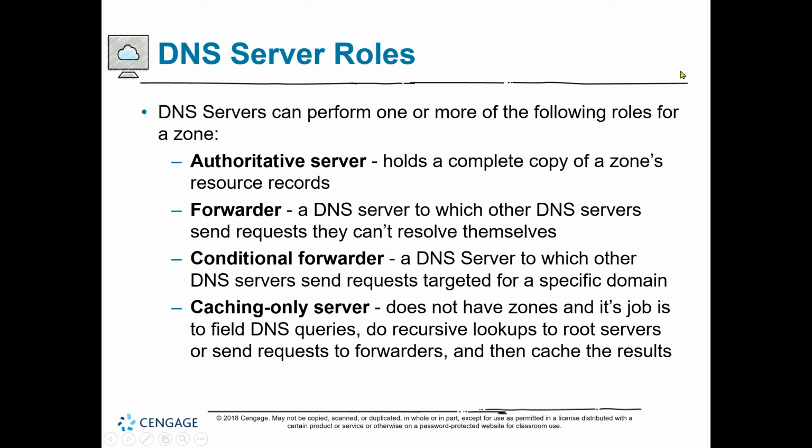DNS server roles. DNS servers can perform one or more of the following roles for a zone. Authoritative server holds a complete copy of a zone's resource records. Forwarder, a DNS server to which other DNS servers send requests they can't resolve themselves. Conditional forwarder, a DNS server to which other DNS servers send requests targeted for a specific domain.